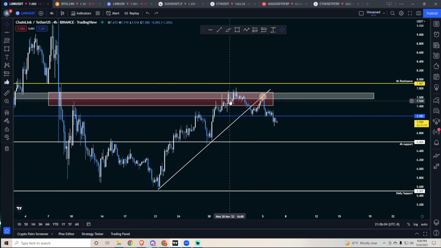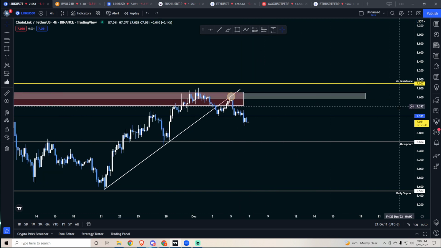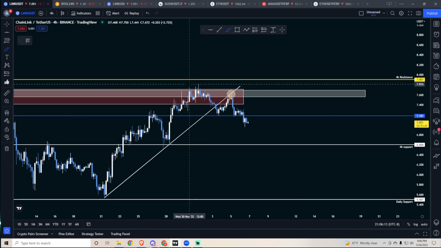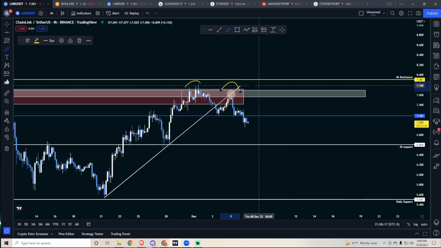We are unable to turn it to support here. We reject it from here again. So if it comes back here, probably going to form a double top. Not a clean one, but you could have assumed that it was going to reject. So you could have shorted here. You have this trend line as your confluence, right? So you have two points backing your thesis of a trade. So that was a great point to get in.